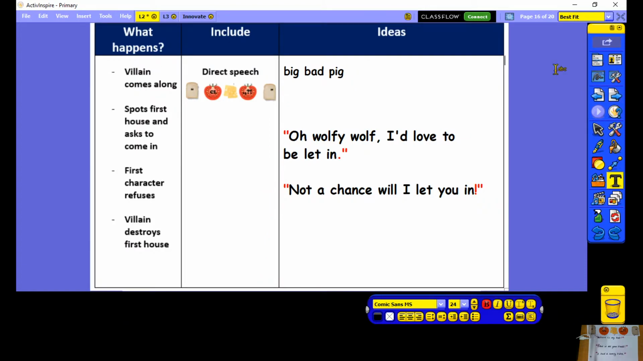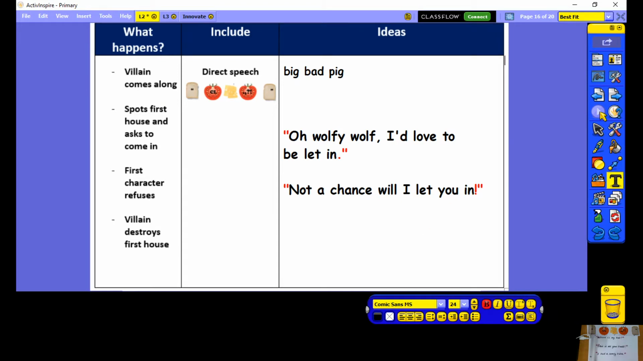Okay, so I had a think, and I thought that when my bad pig spots the first house, he's going to say, "Oh, Wolfie Wolf, I'd love to be let in." And you can see there, I've already made sure to put in my speech marks, capital letter, punctuation. Got my full speech sandwich there. And the characters in return are going to reply with, "Not a chance will I let you in." Again, making sure I put that in my speech sandwich so I can very easily copy that down.